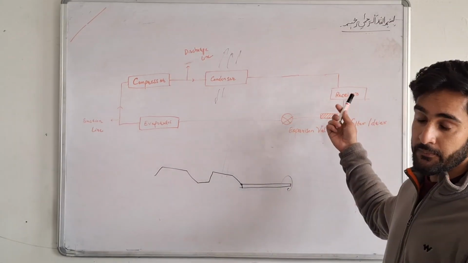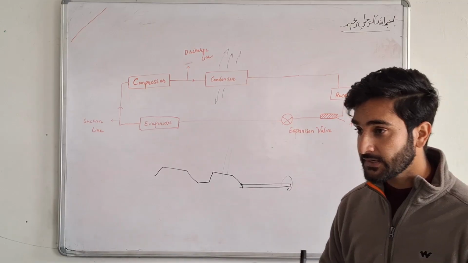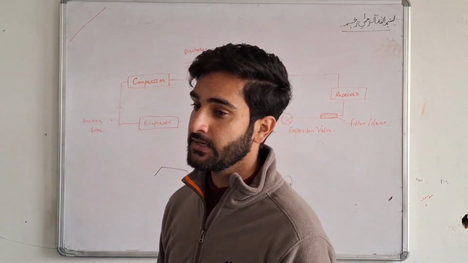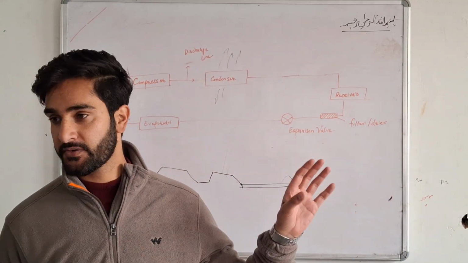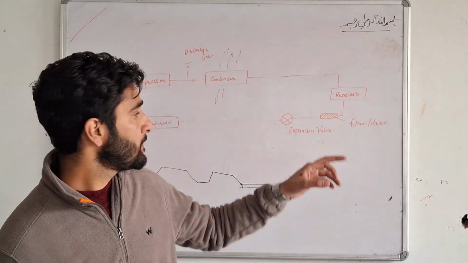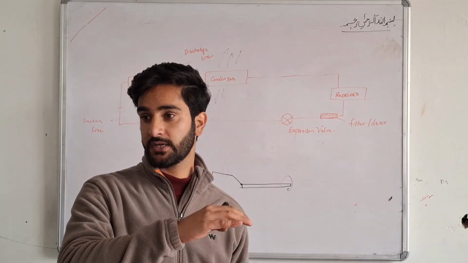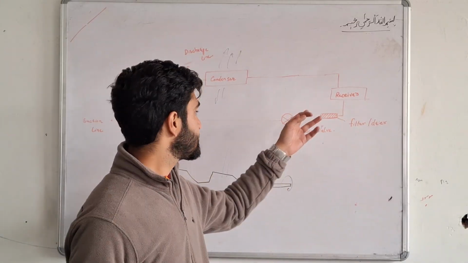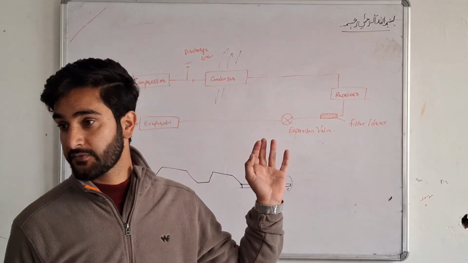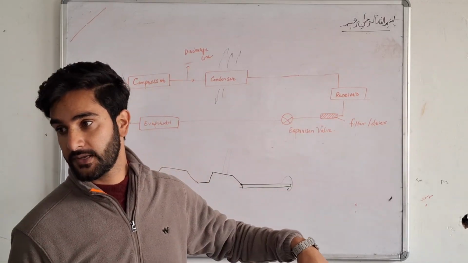And another function of the receiver is that it supplies the refrigerant according to the demand of the refrigerant. कभी कभार हमें कम ही रेफ्रिजरेशन करनी पड़ती है, तो उस टाइम हमें कम ही रेफ्रिजरेंट चाहिए होता है. सो ये जो रिसीवर होता है, ये पहले अपनी रेफ्रिजरेंट, लिक्विड रेफ्रिजरेंट को स्टोर करके रखता है. फिर जितनी आगे हमारी इवापोरेटर में रेफ्रिजरेंट की डिमांड होती है, फिर इस रिसीवर से उतना ही निकलता है रेफ्रिजरेंट.